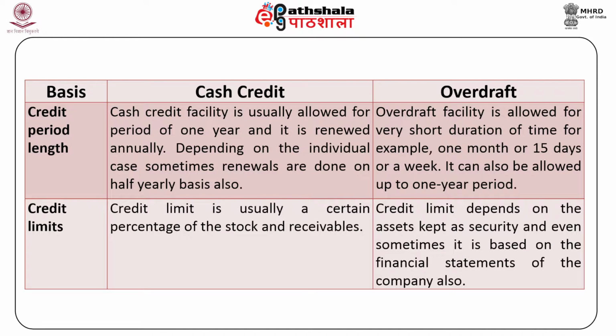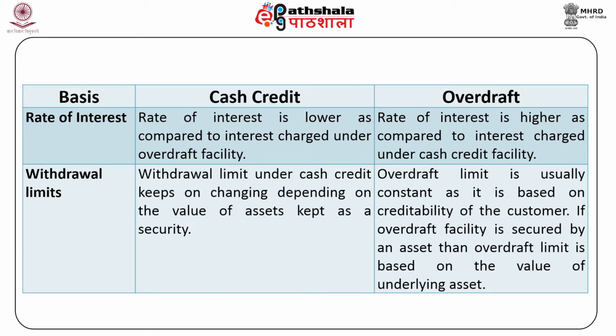Credit limits. Credit limit is usually a certain percentage of the stocks and receivables. Credit limit depends, in case of overdraft, on the assets kept as security, and even sometimes it is based on the financial statements of the company also. Rate of interest. Rate of interest is lower under cash credit as compared to the interest charged under the overdraft facility. Rate of interest is higher under overdraft as compared to interest charged under the cash credit system.